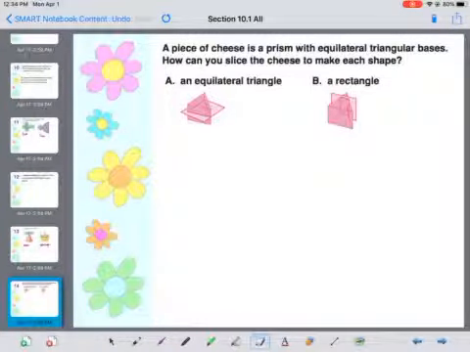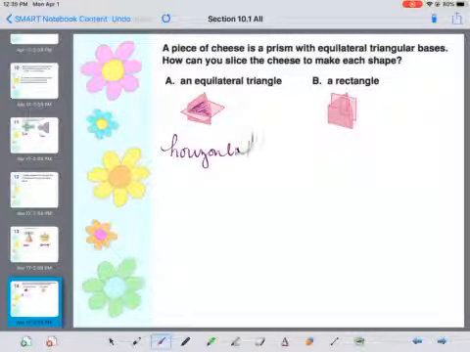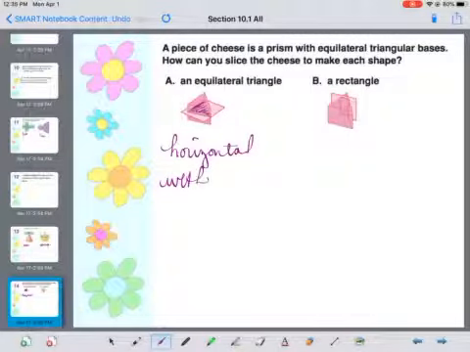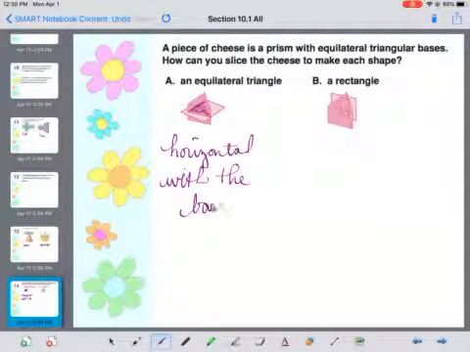Okay, lastly here, it says a piece of cheese is a prism with equilateral triangular bases. How can you slice the cheese to make each shape? So if I have this triangular prism and I slice it this way, here's my cross section right here. So that's how I would make an equilateral triangle. To describe that, I would call that horizontal with the base. So that's how I would make slices in the cheese to make equilateral triangles.